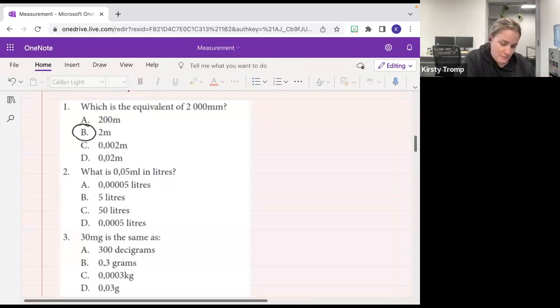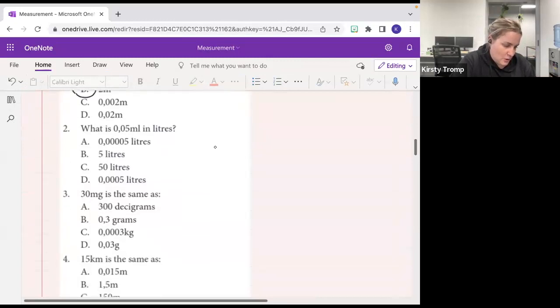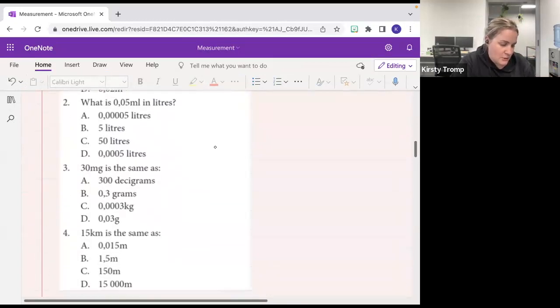Number 2. What is 0,05 milliliters in liters? You should have got the answer of D. It is 50 liters. Again, remember, if you didn't get them right, don't stress. We're going to go through the theory. So 50 liters.